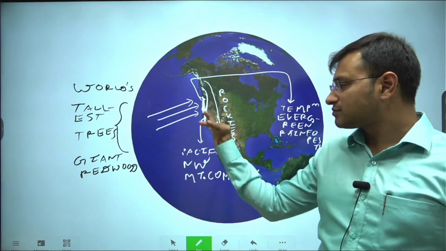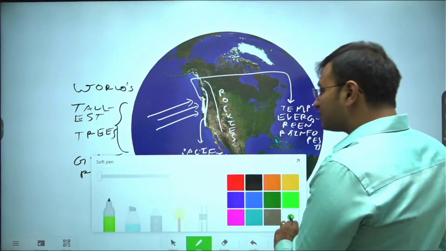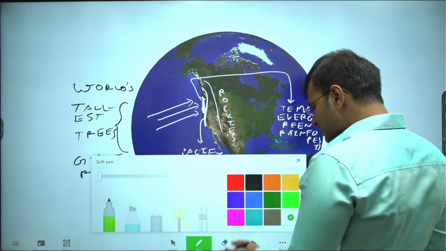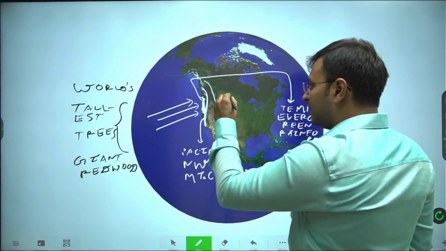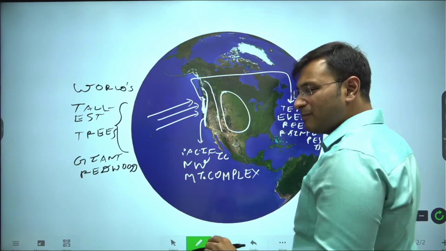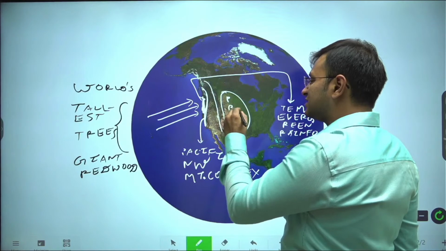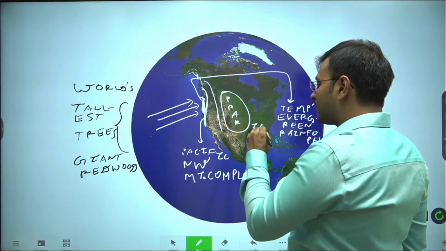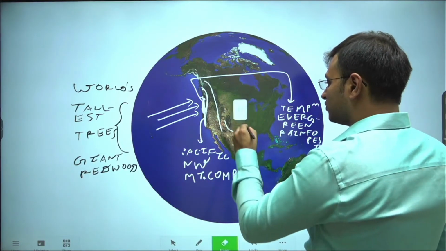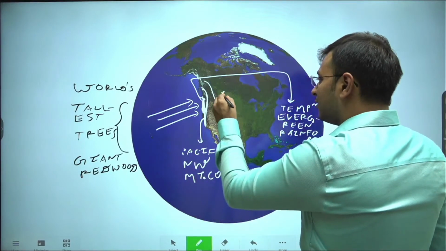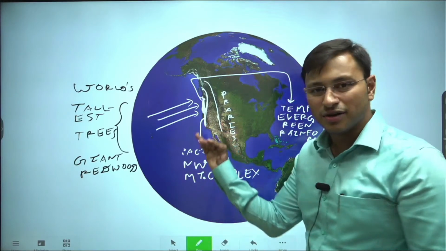Now as soon as you move from the mountains towards the east side, if you come to this part of America, this is where you will have the temperate grasslands of America. These grasslands will be called prairies. These grasslands will be called what? Prairies. The temperate grasslands of North America.